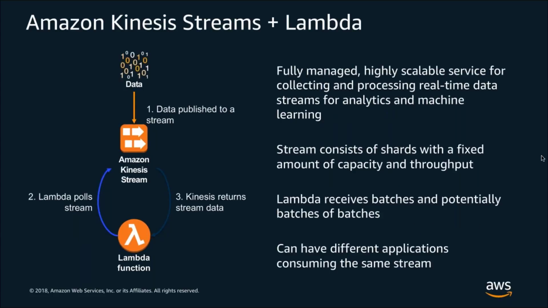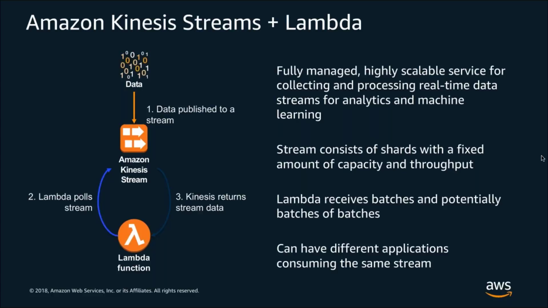And then lastly, Amazon Kinesis Streams. Kinesis Streams is a fully managed, highly scalable service for collecting and processing real-time data streams for analytics and machine learning and really all sorts of use cases. The way that it works with Kinesis is, as data is put into a stream, the Lambda service will poll that stream looking for changes and looking for new records being put in. It will pull those records out and inject them into a Lambda function via an invocation.